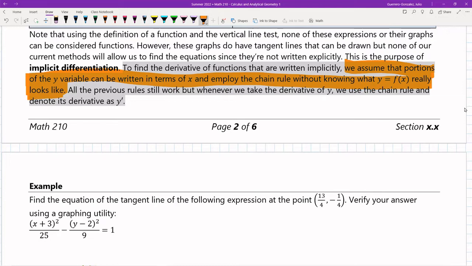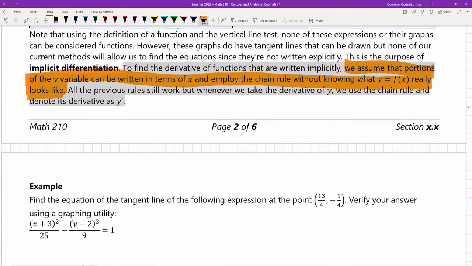That's why it sounds like cheating, right? I know that it sounds very confusing, okay? But this is the overall behind the scenes, under the hood theory that's happening. We are essentially assuming that it is explicit, using the chain rule and seeing what pops out. Okay, that's the theory behind it.